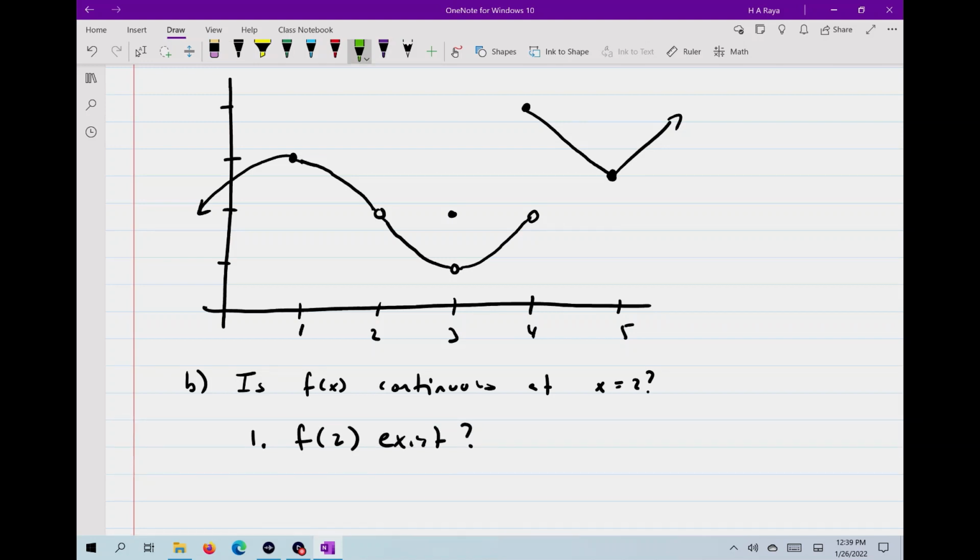And in this case, when we plug in 2, we see that we have nothing. Our function is not defined at 2. So here, no, f of 2 does not exist. And we stop immediately. So since f of 2 does not exist, then there's no point in checking the second and third criteria. Immediately you can say that your function is not continuous at x equal to 2.